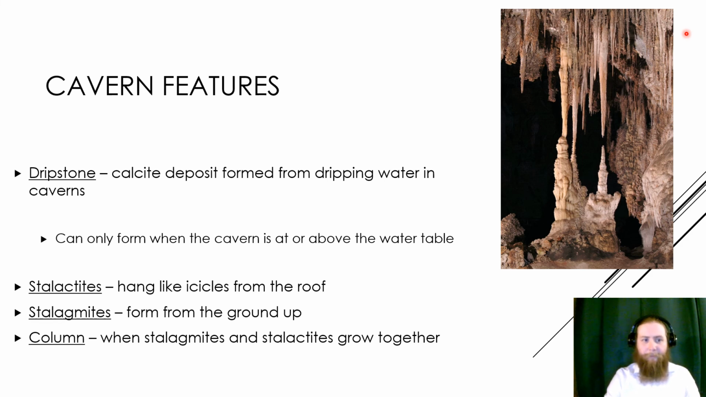So stalactites, these are hanging like icicles, and stalagmites are forming from the ground up. And when they fuse together, they're called a column. And this is a stalagmite and a stalactite growing together.